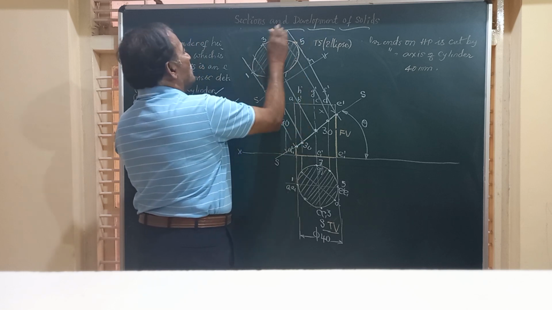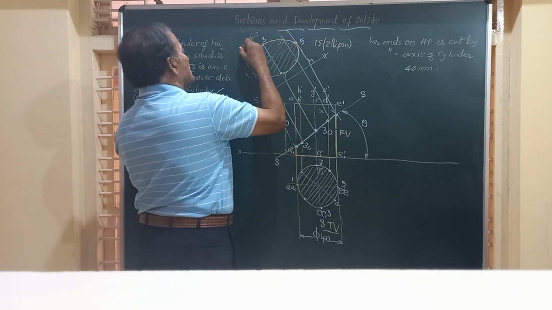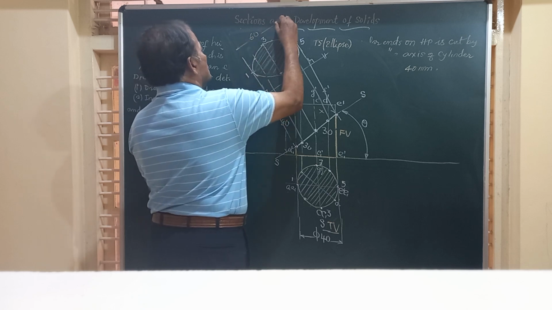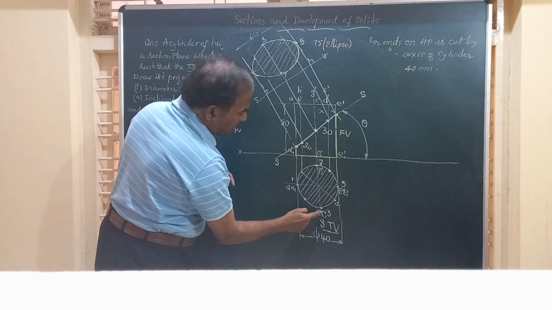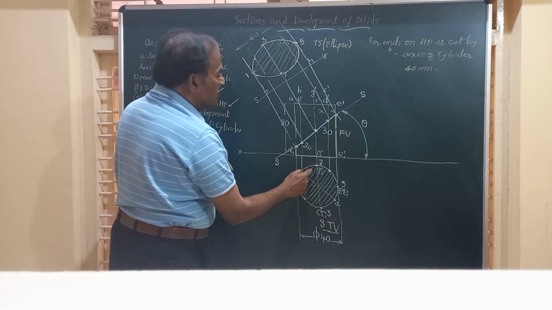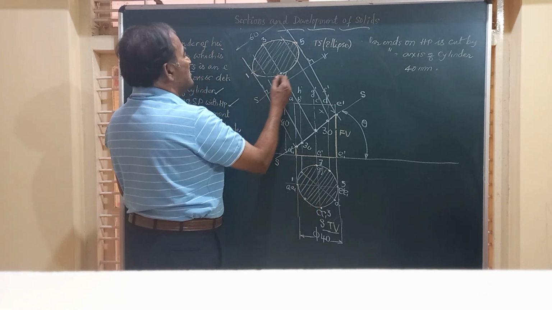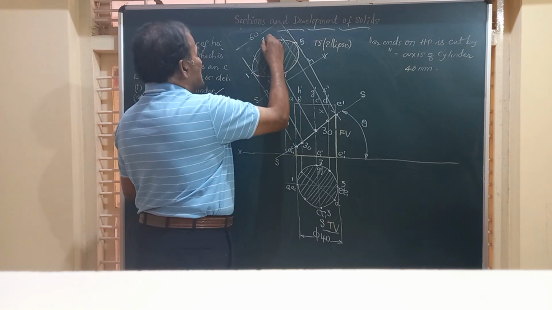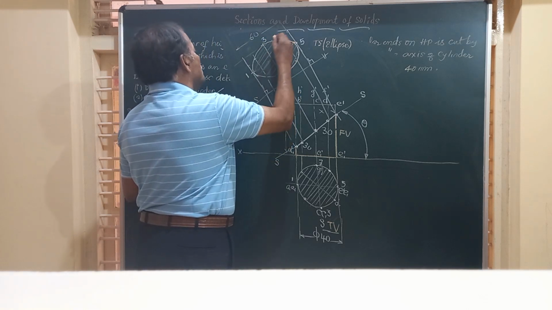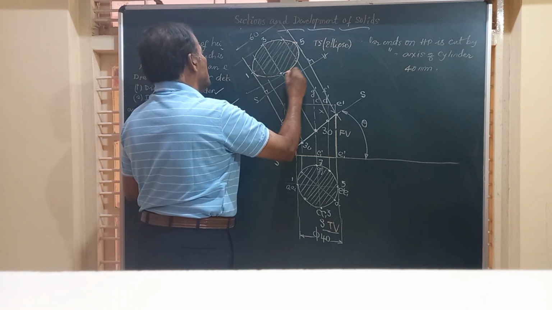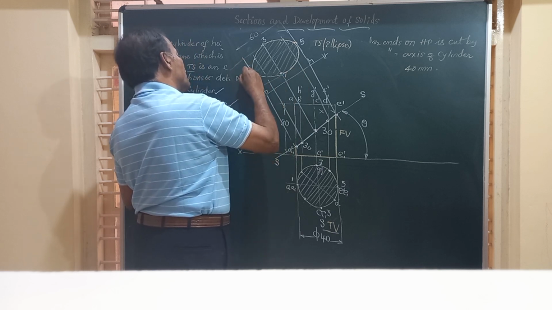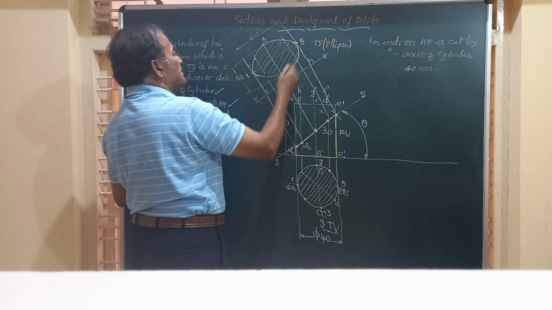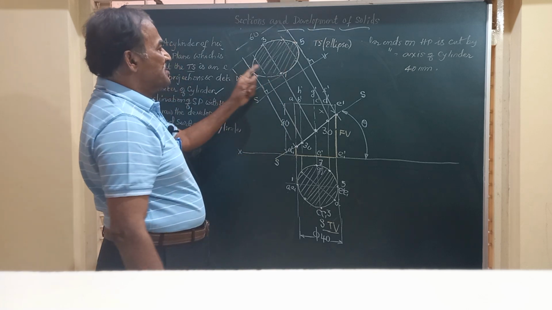So I can just mark it here, this distance as 60, friends. And similarly, this distance between 3 and 7 is the diameter. This is 7 and this is 3. This is equal to the diameter of the circle, which is also the minor axis, which is 40 millimeter. Friends, we have got the true shape, which is an ellipse.